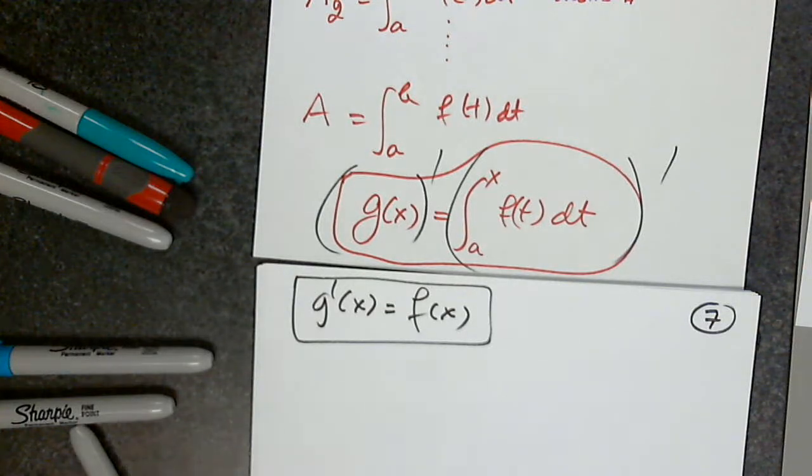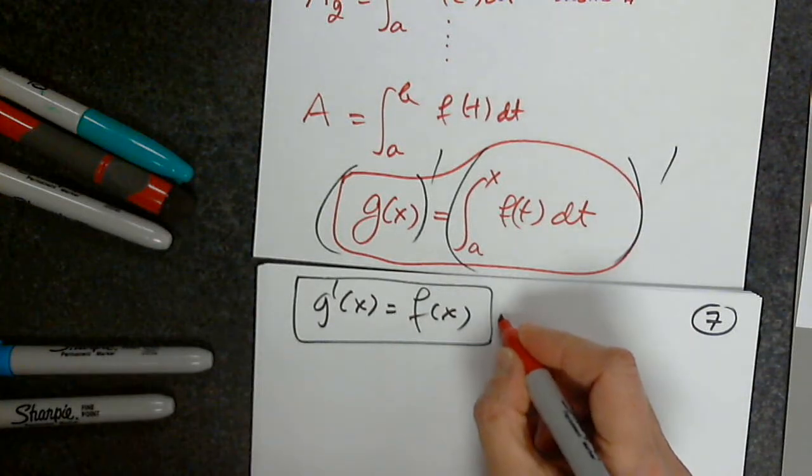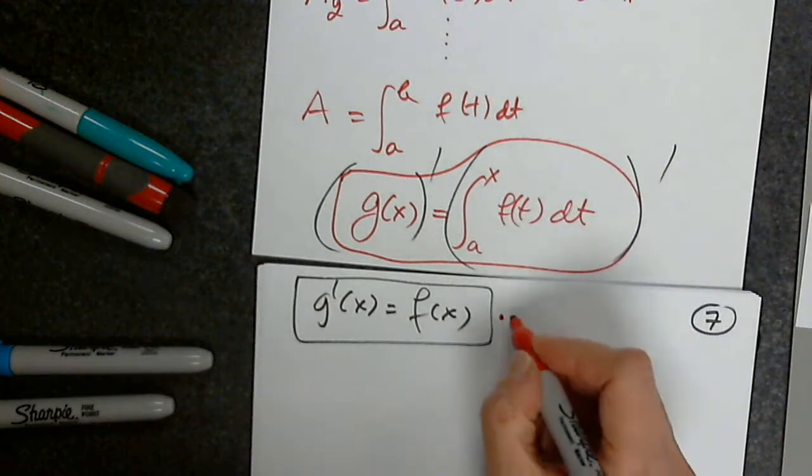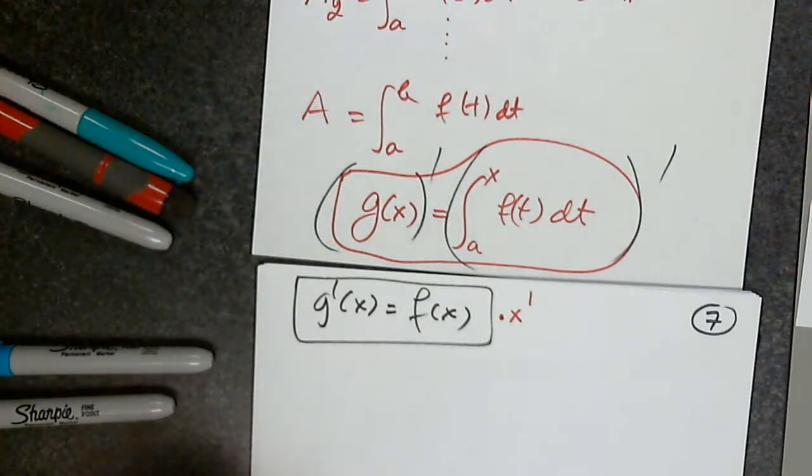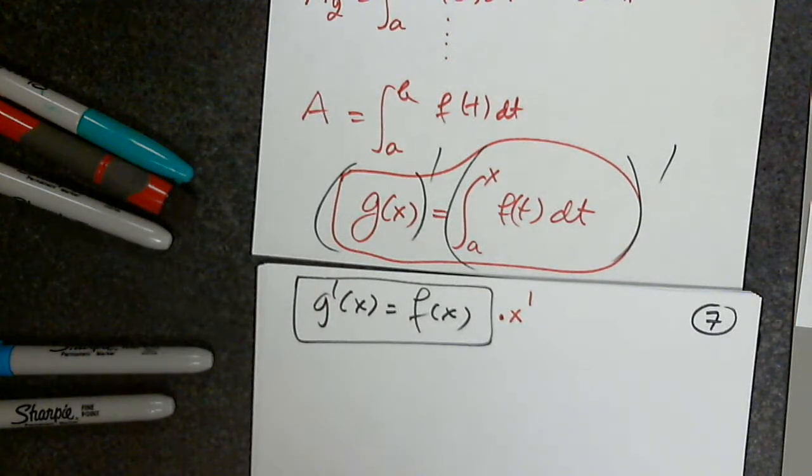The correct, 100% correct answer should be f of x multiplied by the inner function prime. But why we don't need it is because x prime is 1.